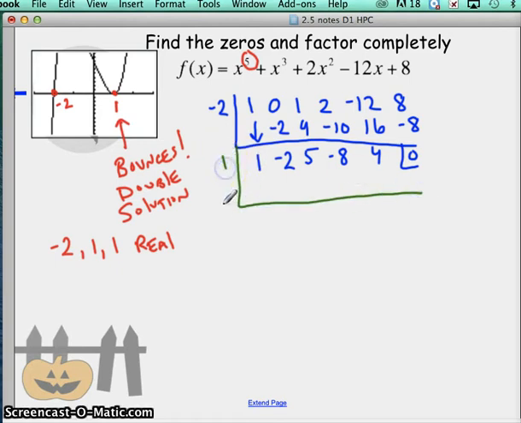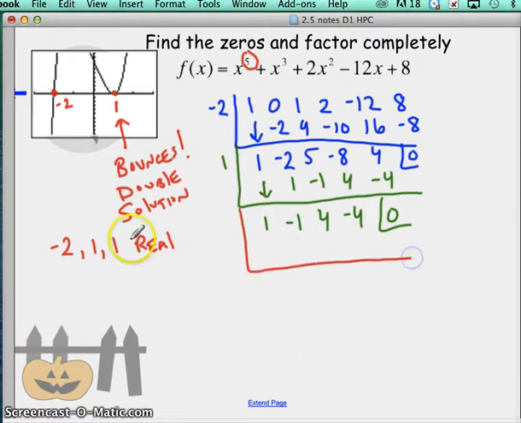Okay, then do it with a 1, multiply, add, multiply, add, multiply, add, multiply, add. Okay, again, no remainder. It means we're doing good. All right, last time with the other one. Okay, so multiply, add, we get a 0. 1 times 0 is 0. Add, we get a 4. Multiply, we get a 4. Add, we get a 0.